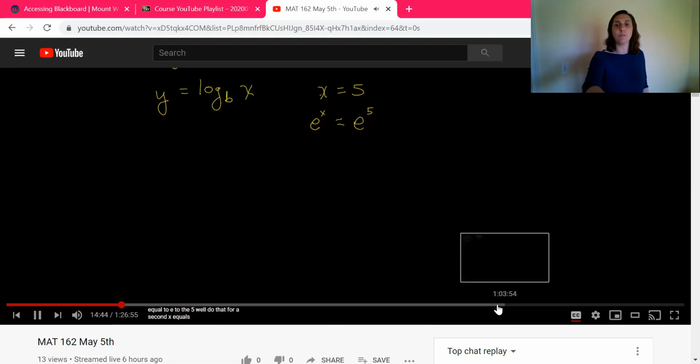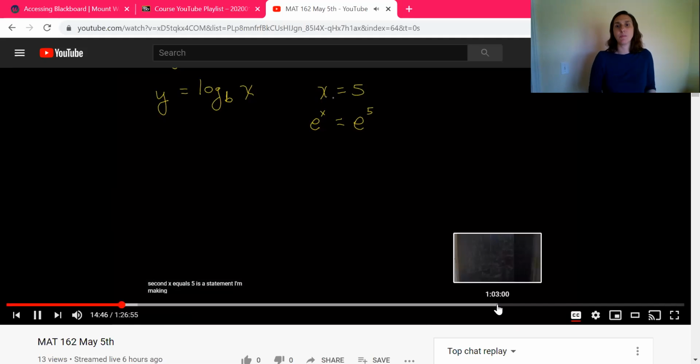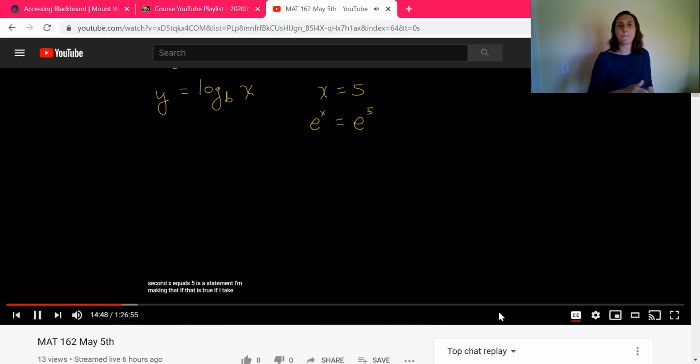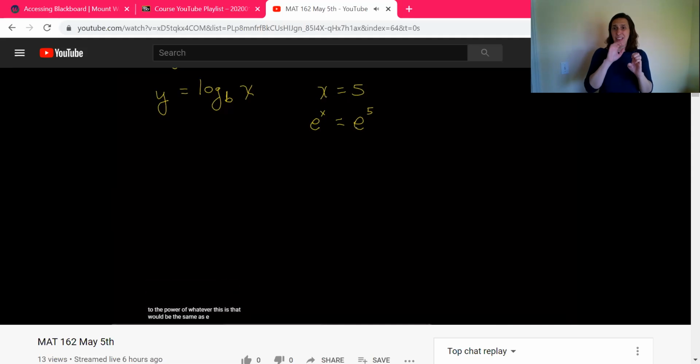X equals 5 is a statement. If that is true, if I take e to the power of whatever this is, that would be the same as e to the 5th. Substitution tells me wherever I see x, I can put in 5. It also tells me wherever I see 5, I can put in x. And so this equality holds true.